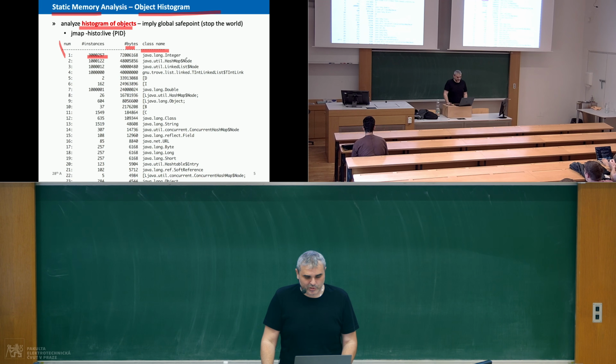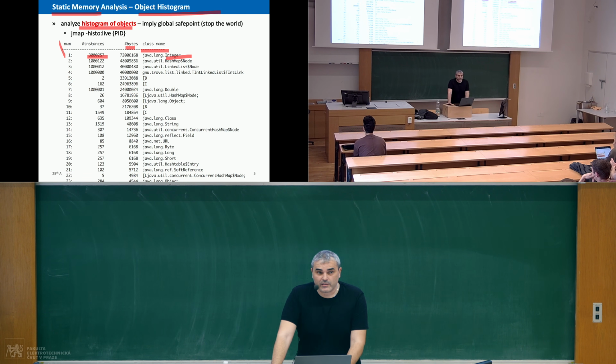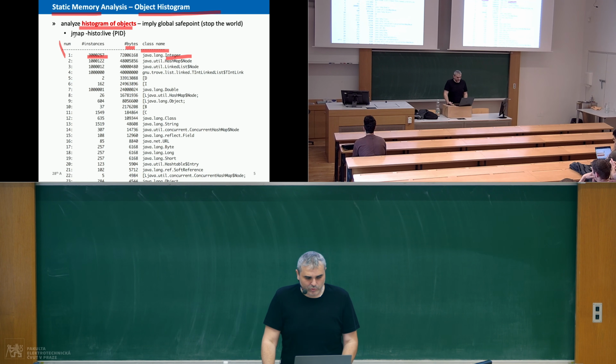So you see here we have object-based integers, hash map node structures, linked list node structures, and others. And you can then focus your analysis in the code where you usually use this kind of data structures in your application. If you would like to study a histogram of objects, you can do it simply using the jmap tool, which is available along with the Java Development Kit. If you install it, there is this option, where PID is a process ID, and this generates this output. If you run that, it implies a global safepoint.